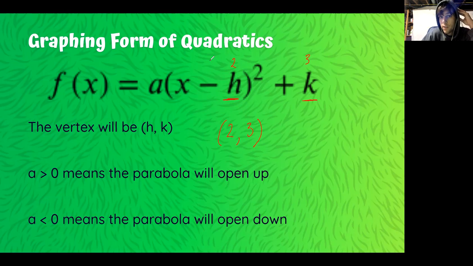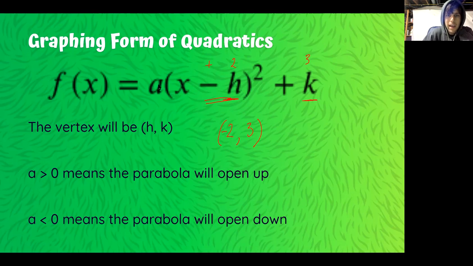Now, if this was different, if this was plus 2 instead of minus 2, then it'd be a negative. Because remember, if we're adding 2 to the inside of a function, that causes a shift to the left, and left is negative on our x-axis. So got to pay attention to that. It is very similar to horizontal transformations that we talked about last chapter.